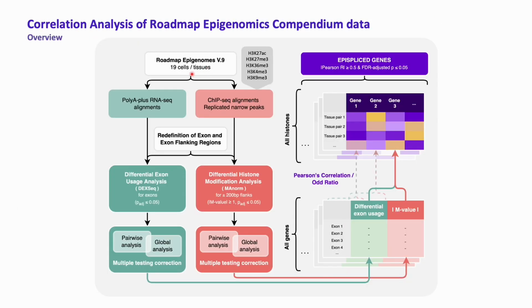For the 19 cells and tissues, or samples, we use RNA-seq data to study differential exon usage and ChIP-seq data to study differential histone modification for 5 different histone marks. For those differential analyses, we perform pairwise comparisons across the 19 samples. After that, we need to perform multiple testing correction to reduce the bias. Then we associate DEU from the differential exon analysis with the differential histone modification M value, and we gather genes where the correlation between the two features is high and call them episplice genes. Those are the main steps of the workflow, and I will go into more detail now.